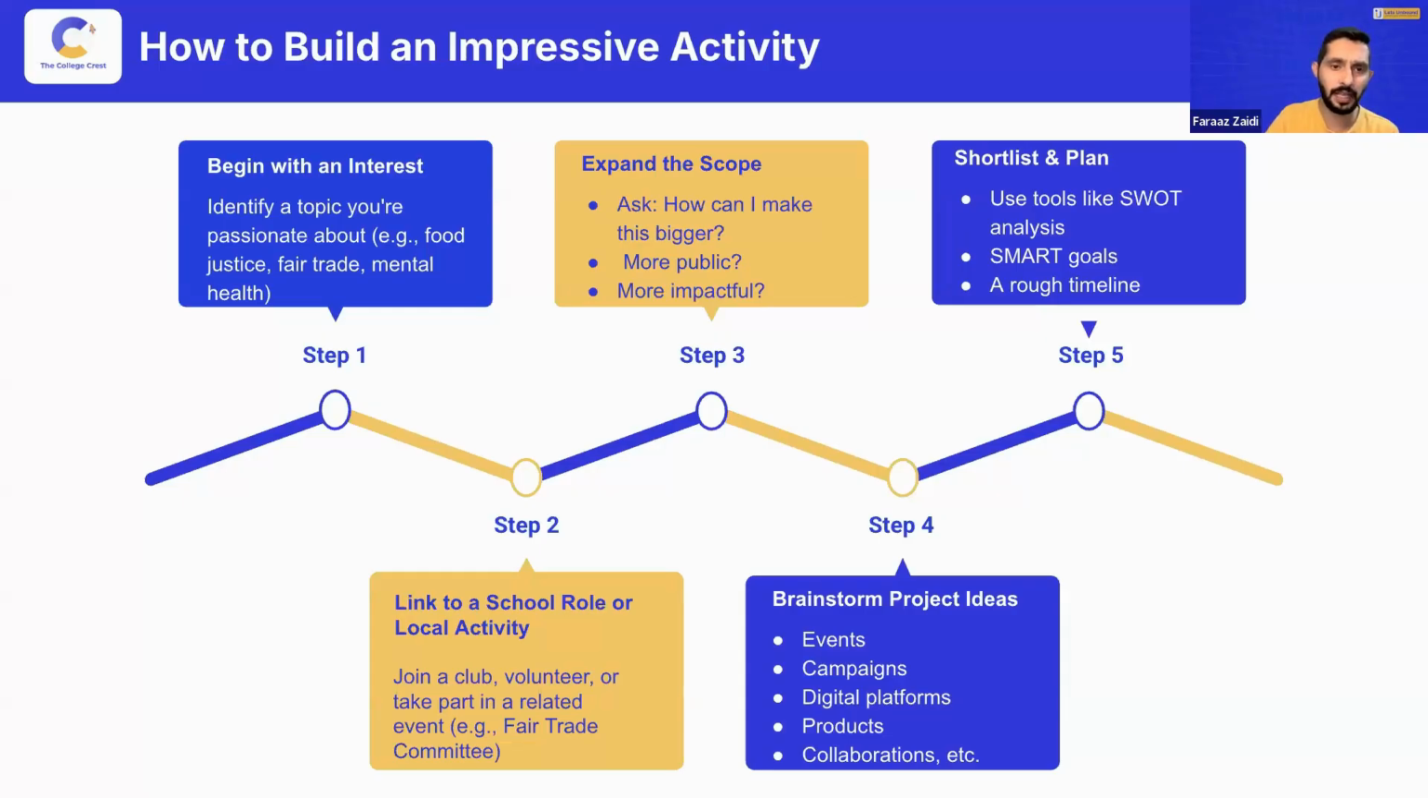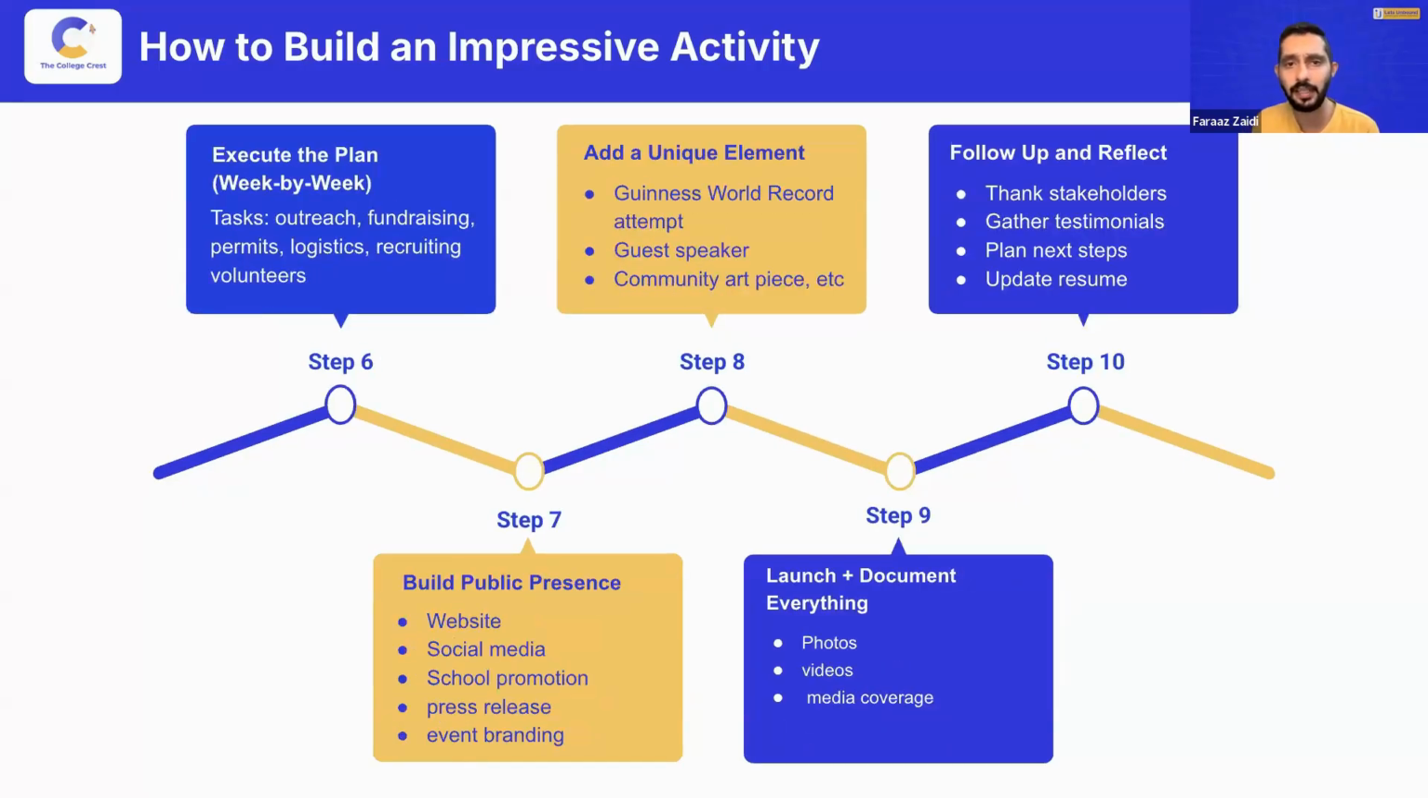Now, moving on to the next slide, which is step number 6, where she started to execute the plan itself week by week. So, with her blueprint ready, she rolled up her sleeves and got to work. She split her plan across 6 weeks, delegated outreach, logistics, and fundraising amongst her team. She reached out to the vendors for stalls, applied for permissions, coordinated school facilities, and recruited the volunteers.